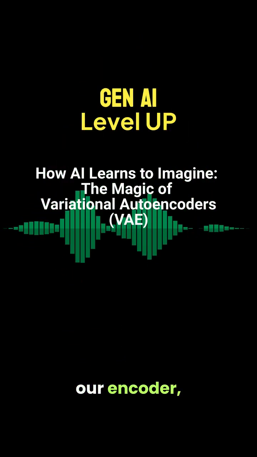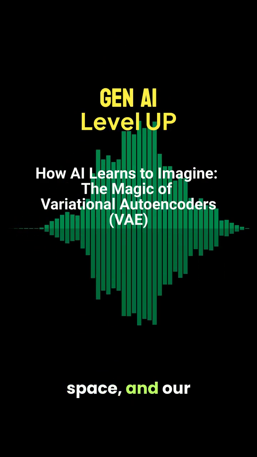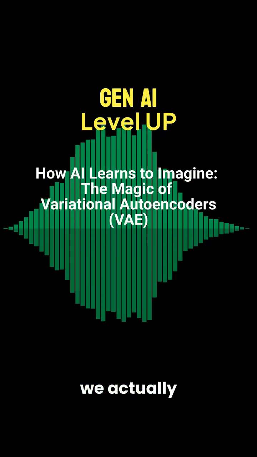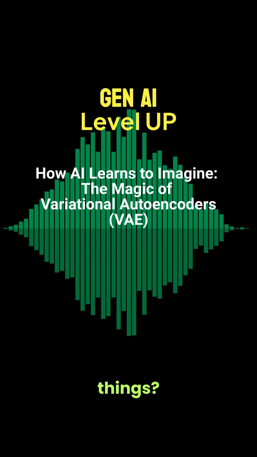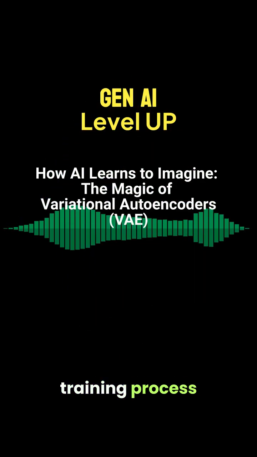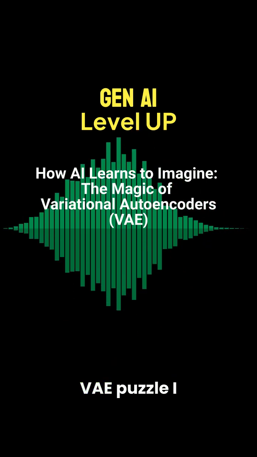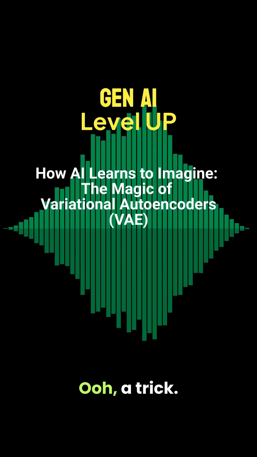So we've got our encoder, which compresses the data into this latent space, and our decoder, which reconstructs it back into something we can see. But how do we actually train this whole system? How do we make sure the VAE is learning the right things? That's where the training process gets really interesting. But before we dive into that, there's one more piece of the VAE puzzle I think you'll find fascinating, the reparameterization trick. Ooh, a trick.